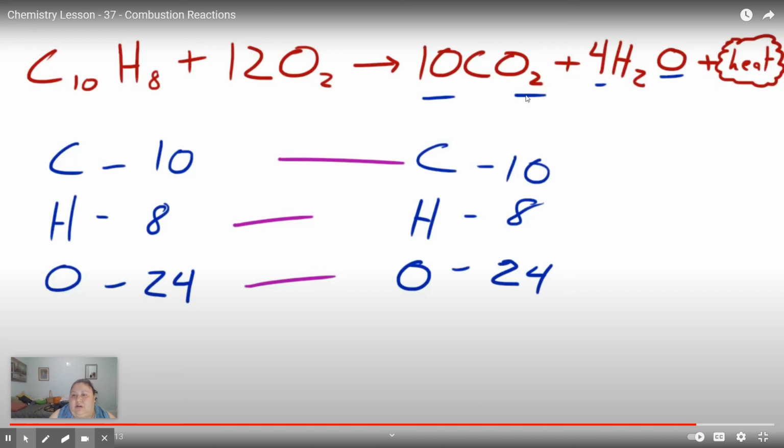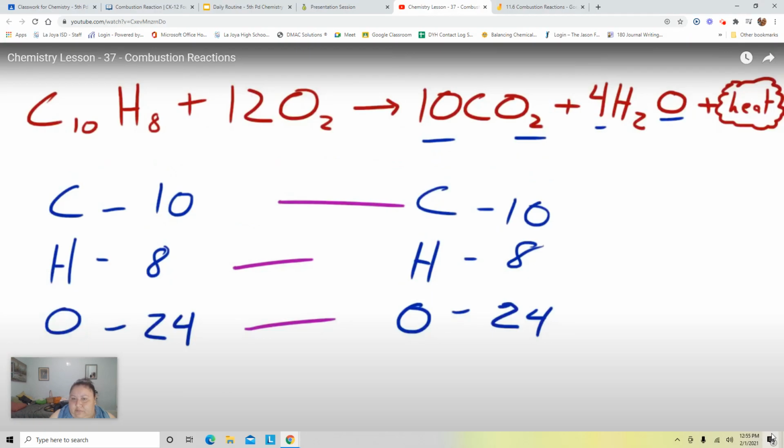So oxygen's right here in carbon dioxide. We got 2, but 2 gets multiplied by 10. That's 20, right? But that's not the 24 that we need. So let's look at water. Water has 1 oxygen in the compound, but that 1 oxygen got multiplied by 4. So there's the other 4 for the 24 here.